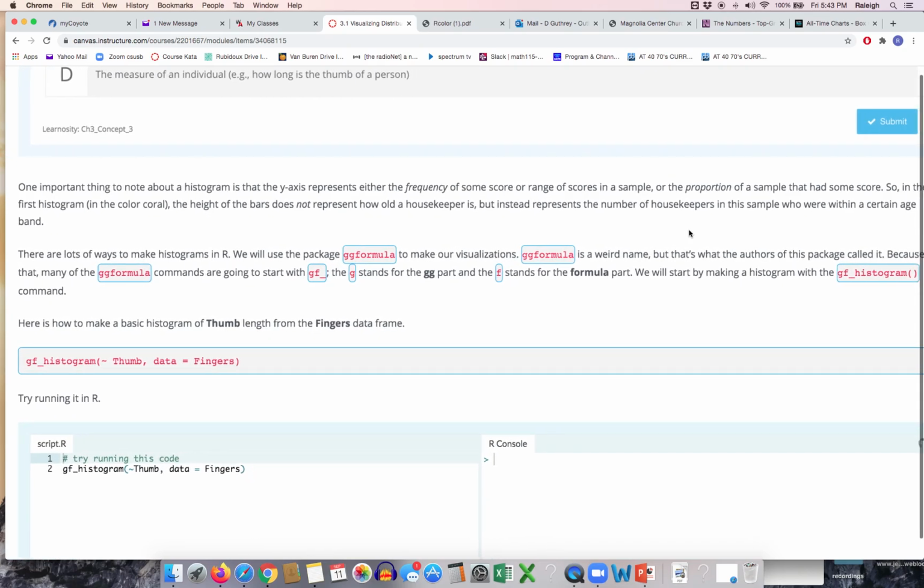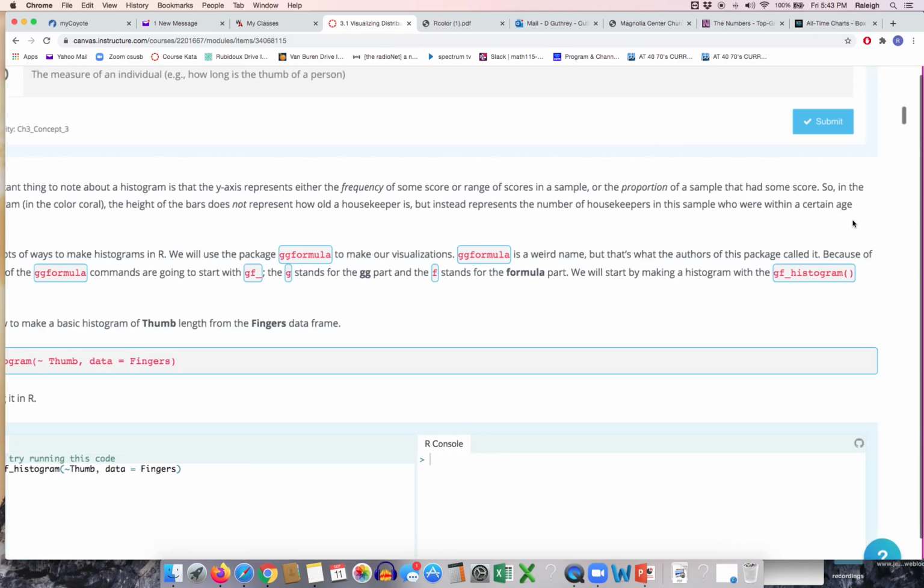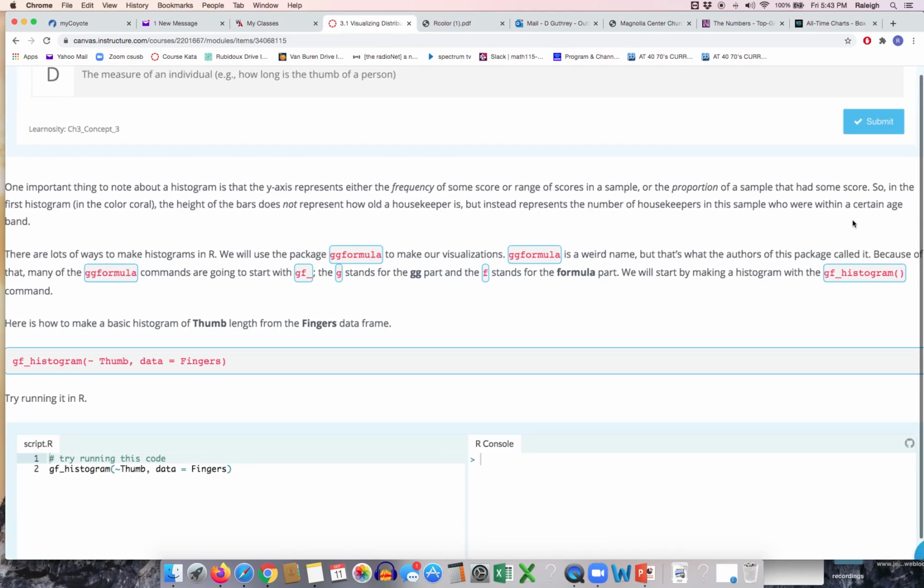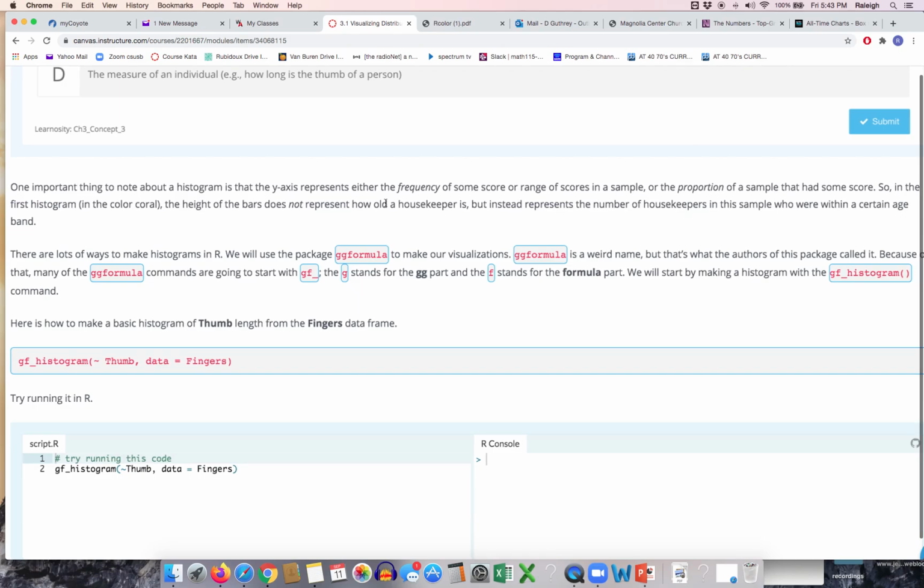Okay, so one important thing to know in the histogram is that the y-axis, up and down, represents either the frequency of some score or a proportion of a sample that had some score. So in the first histogram, the height does not represent how old the housekeeper is. That was along the x-axis, back and forth, the left and right. But it represents the number of housekeepers, as we mentioned before.